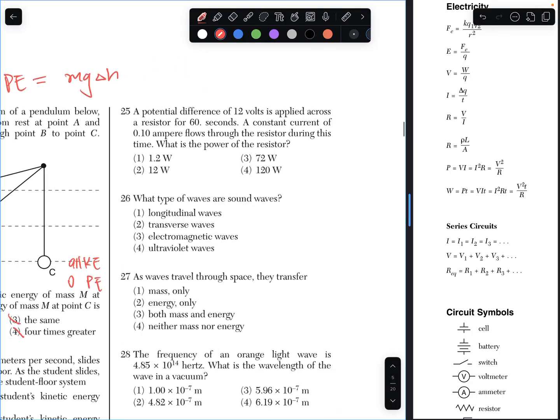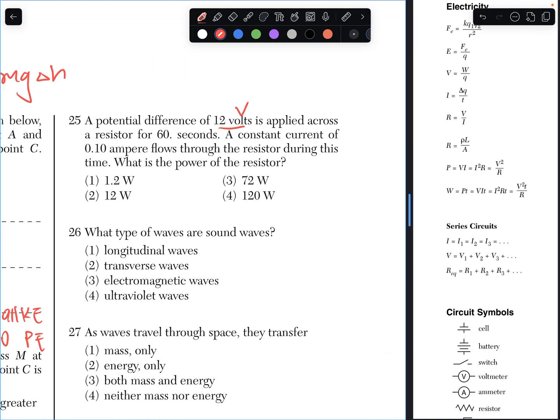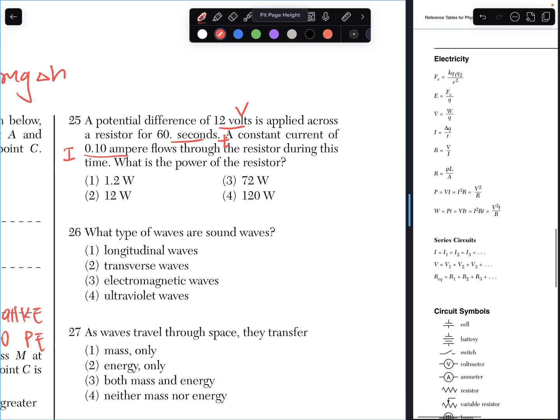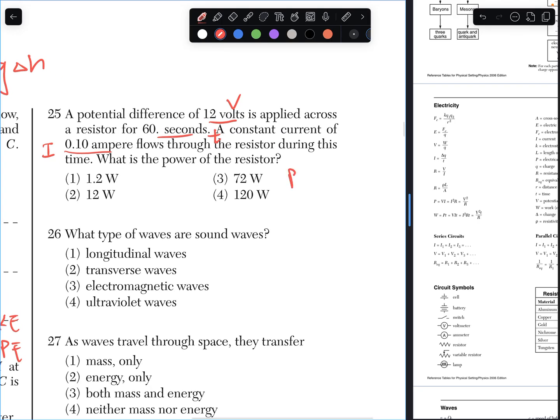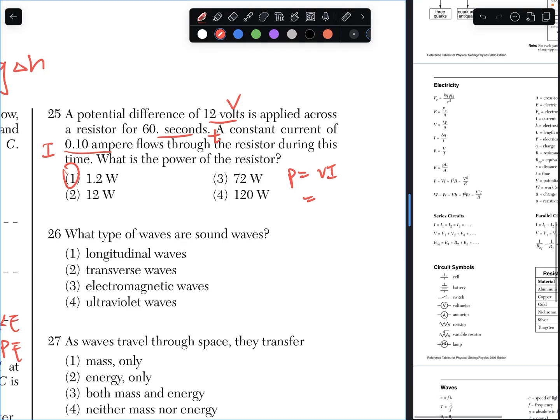Okay, a potential difference of 12 volts, so this is the V, is applied across a resistor for 60 seconds. A constant current of 0.1 ampere, so this is going to be my I, travels through the resistor during this time. What is the power of the resistor? All right, power is equal to V times I. So this is going to be 12 times 0.1, and it would be 1.2. So 25 is 1.